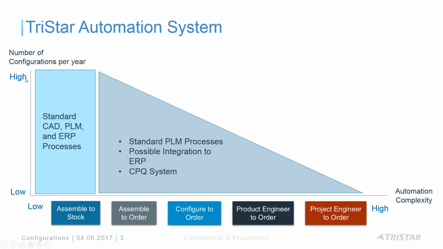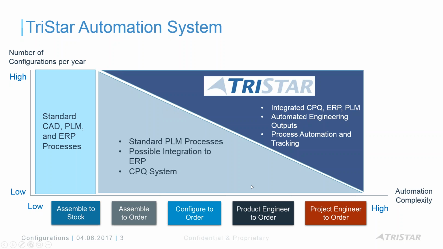What we're graphing on the vertical axis here is a number of configurations per year. So if you're only doing one project per year, even if it's highly complex and highly engineer to order, you're probably not going to look at automating your overall processes and quoting just because the volume is not high enough. But if you're doing a high number of configurations per year and you're trying to drive towards more engineer to order, what we've found is that the kind of standard off-the-shelf products that you might have, and there's a variety of them we'll talk about in a minute, are not very well integrated, and many companies struggle to fit into this wedge, if you will.